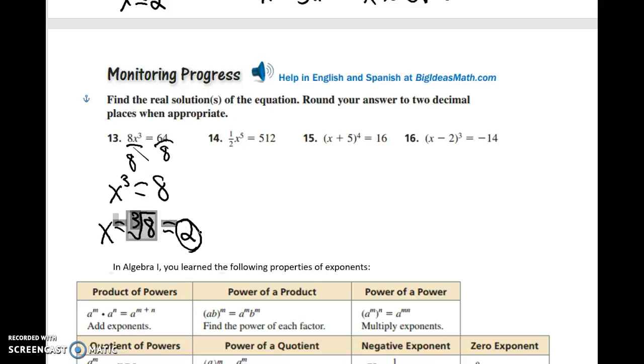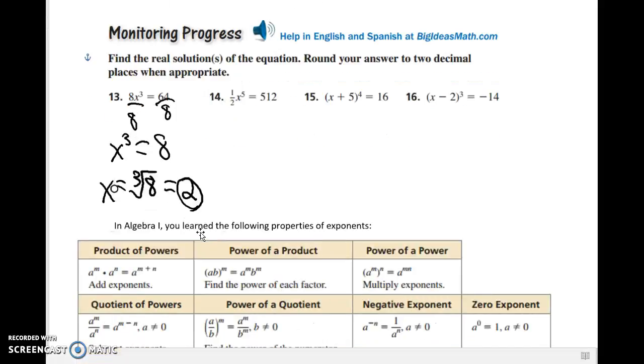Now take a look at number 15. So the first step for number 15 is going to be get rid of this exponent. To do that, we want to take the 4th root of 16. You should know that the 4th root of 16 is 2. So when we subtract 5 from both sides, we're going to get negative 5 plus or minus 2.